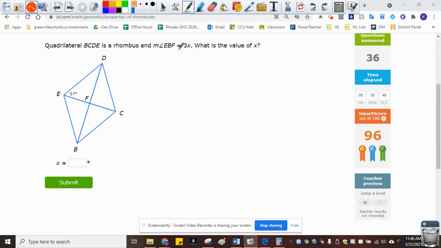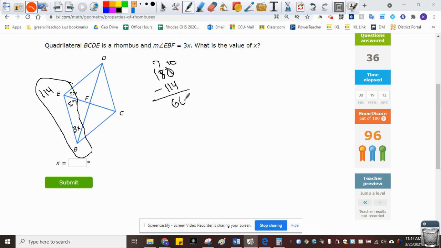Okay. EBF. EBF is 3x. Find the value of x. So this is 57, which is 114. This is on the same side, consecutive, so we can figure out what B would be. 66. And then B is split exactly in half from the diagonals. So that means this side has to equal 33, and this side has to equal 33. Well, 3x equals 33, then x has to equal 11.